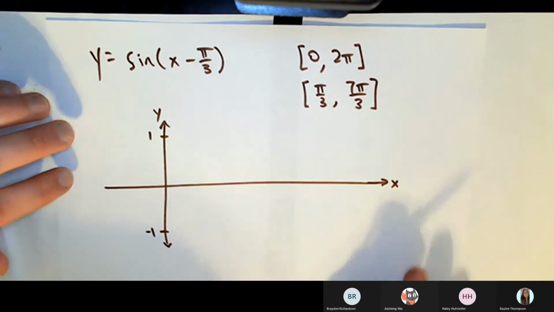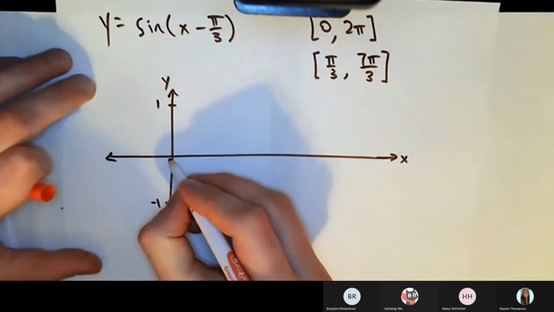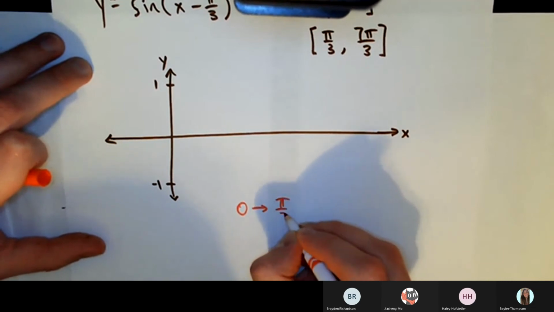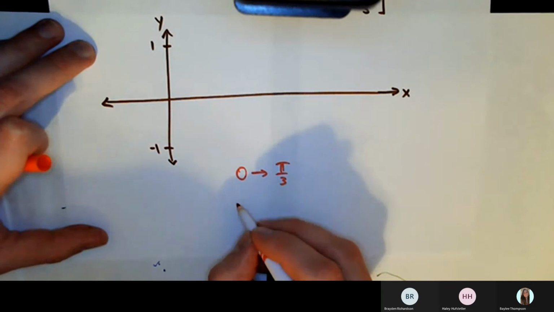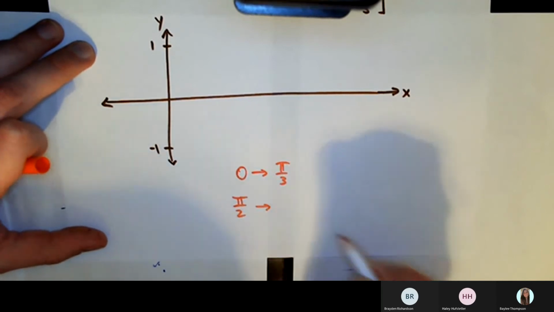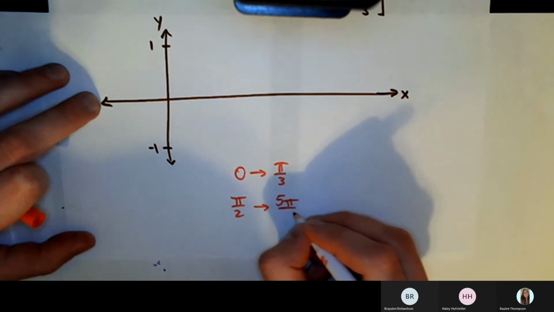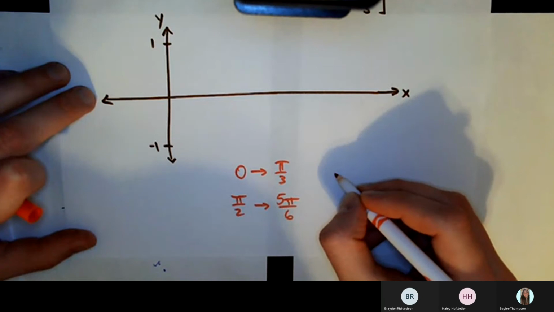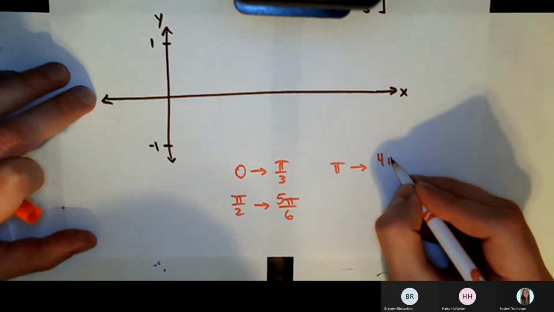Looks like I'm going to run out of time to do the second one, but that's okay. All right, so let's write this down explicitly. Each point, t equals zero, is shifting over, right? Zero turns into pi on 3. It gets shifted over. And then my next value I would typically pick is pi on 2, but it gets shifted by pi on 3. So that's going to give me 5 pi over 6. Then my next value that I would typically pick is pi, but that's getting shifted by pi on 3, so I'm going to 4 pi on 3.